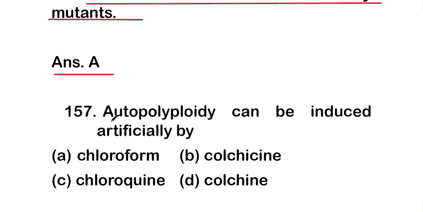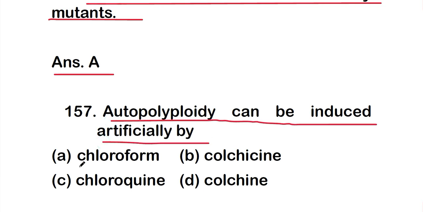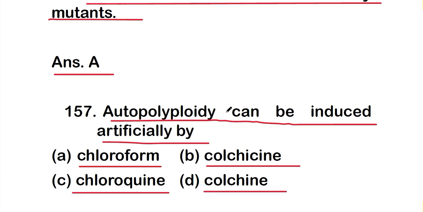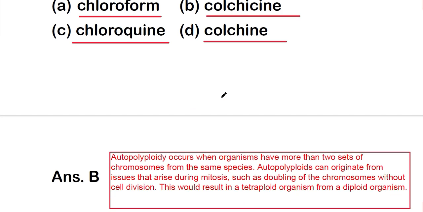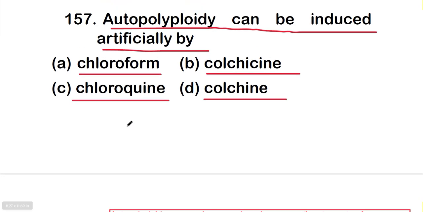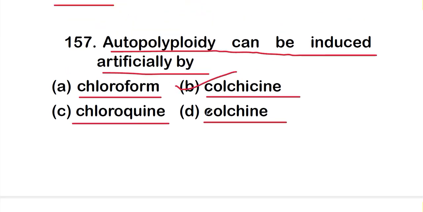Question number 157, that is autopolyploidy can be induced artificially by option A chloroform, option B colchicine, or option C chloroquine, or option D colchicine. So the right answer is option B, that is colchicine. Okay, so autopolyploidy can be induced artificially by colchicine.